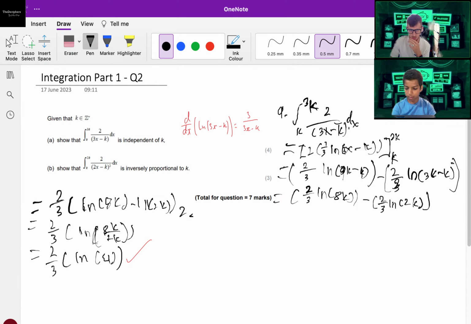So what do we expect the answer to look like? If it's inversely proportional to k, the answer will look like a constant divided by k. Yeah, brilliant, exactly.